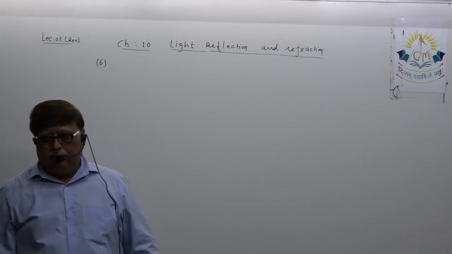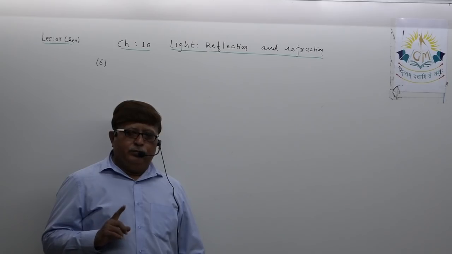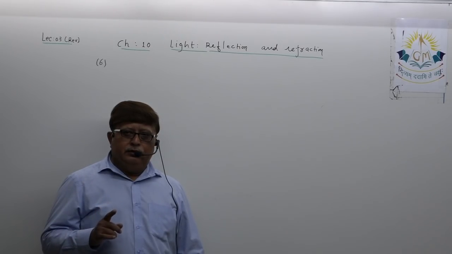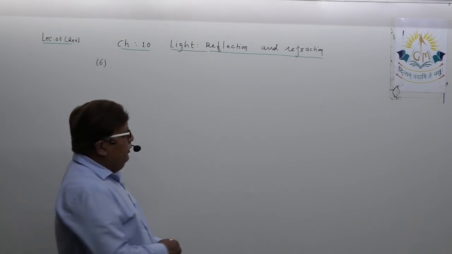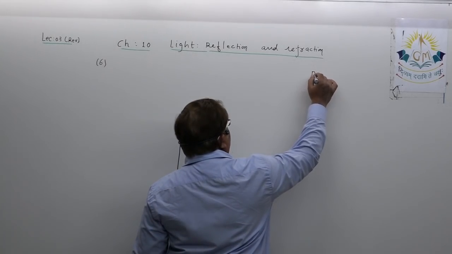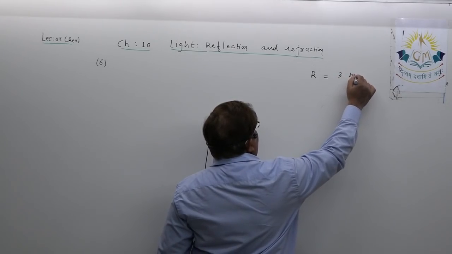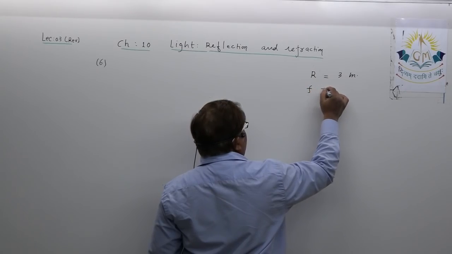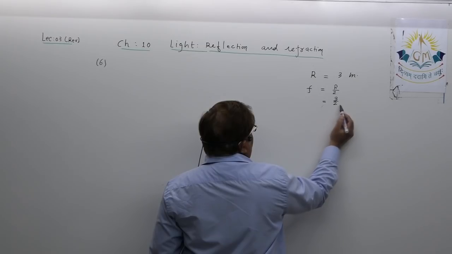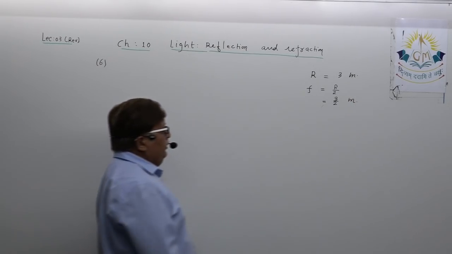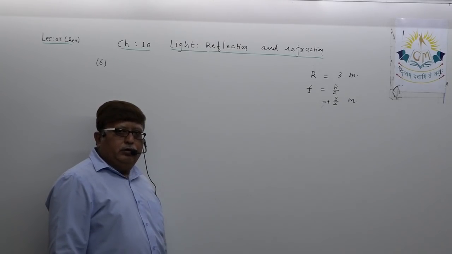Now dear student, here comes the check of your basics. Convex mirror, that means one thing is final, focal length is always positive, that you should understand. Here you are given the radius of curvature, R has been given. What is the radius of curvature given? 3 meter. And dear student, you all know that focal length is half of the radius of curvature. So 3 upon 2 meter, okay? And focal length obviously positive because it is a convex mirror.